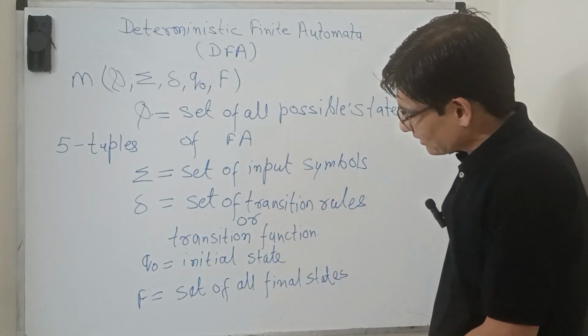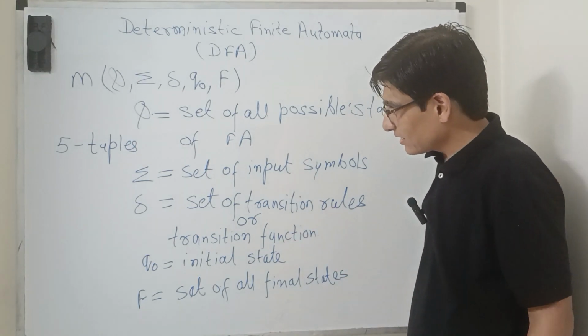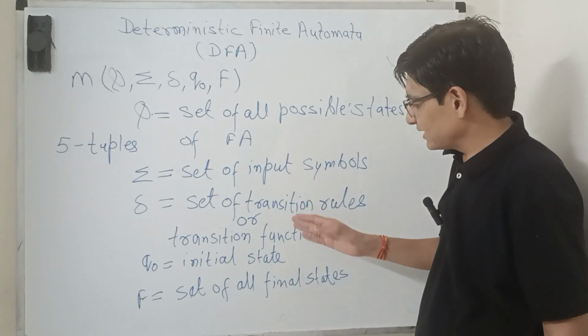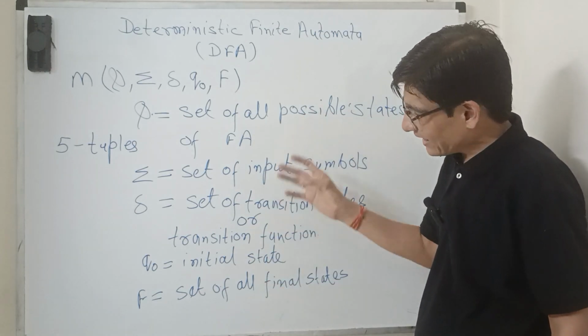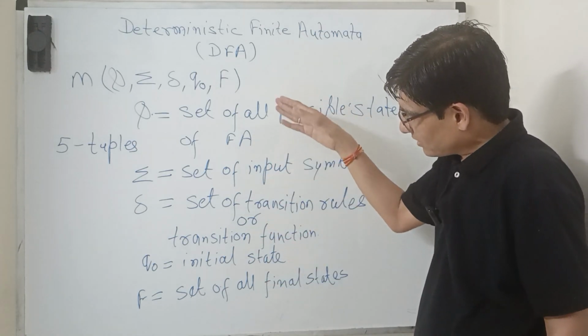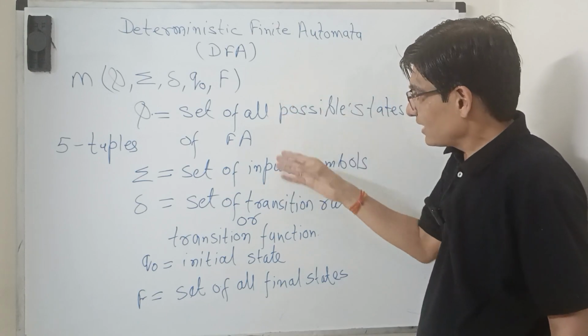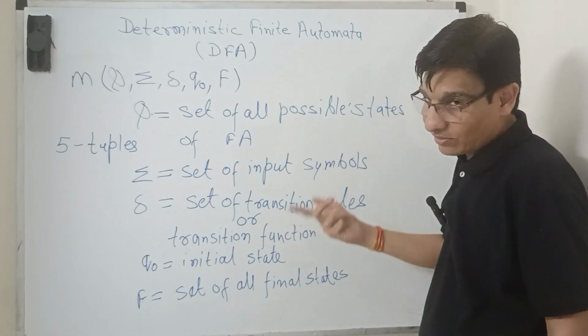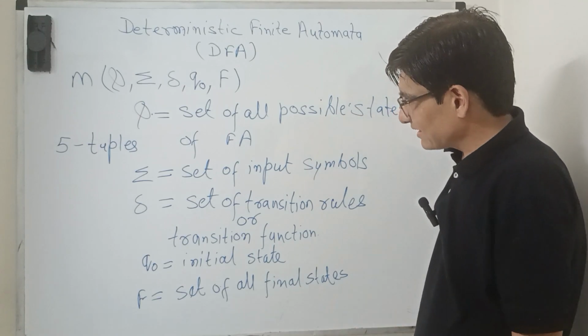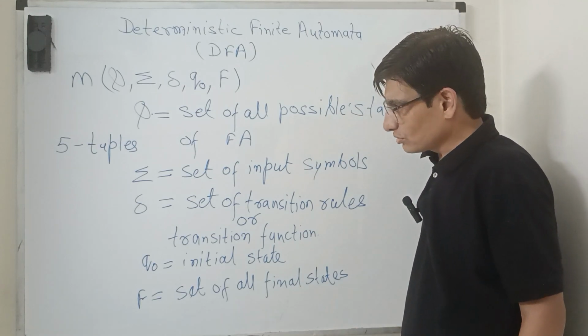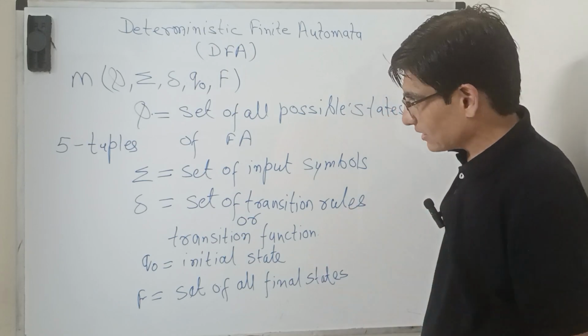So I hope, friends, it is very much clear. Now I will discuss one example of a DFA, and then I will represent this example DFA in set form and graphical form. Both forms I will discuss. I hope it is clear to all of you. So now I will discuss one example.